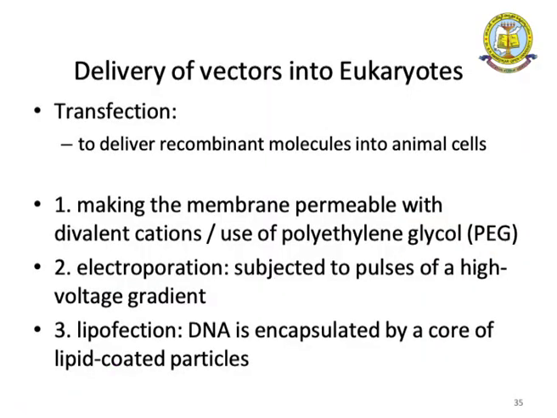Now, delivery of vectors into eukaryotes. The prokaryotes are complete, now coming to the eukaryotes. Transfection of recombinant molecules into animal cells: the first step is making the membrane permeable with divalent cations, and the electroporation method, in which cells are subjected to pulses of a high voltage gradient, and liposomes, where DNA is encapsulated by a core of lipid-coated particles. These are the eukaryotic vectors.